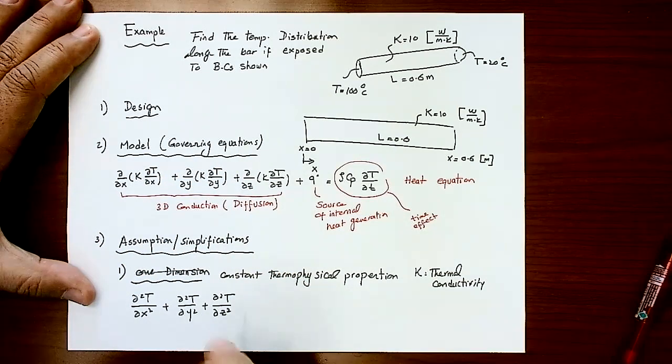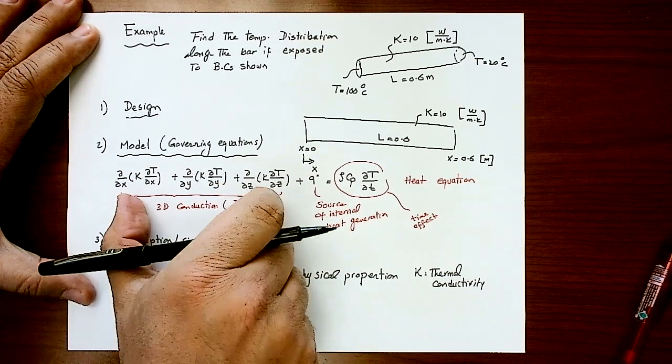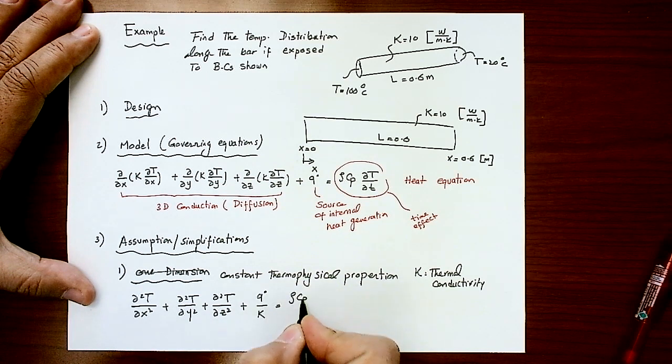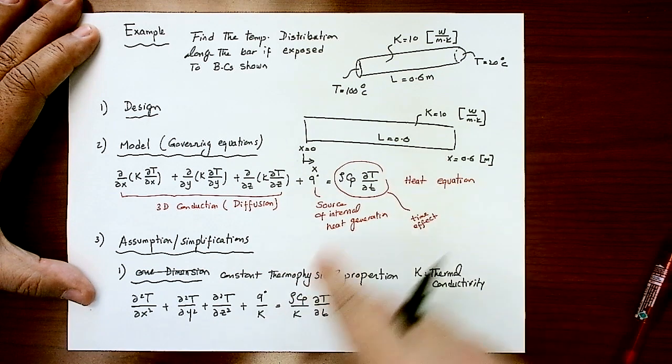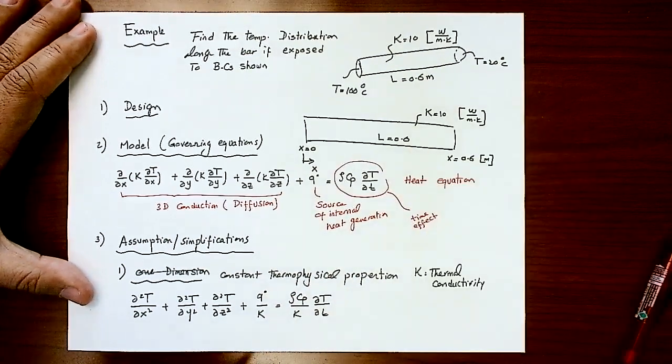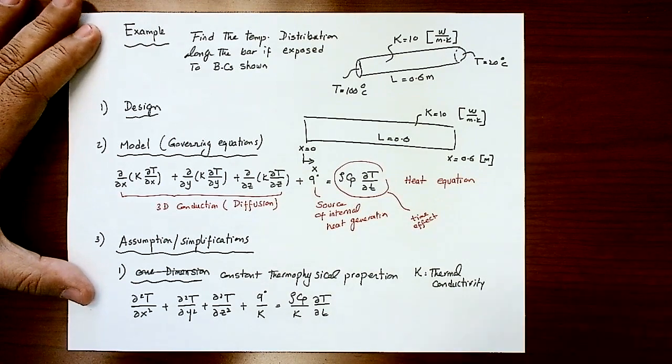And I should have K as a common factor between the 3 terms here. I will divide all these equation sides over K. I will end up having Q dot over K equal rho Cp divided by K partial T by partial time. Rho is the density of that bar, Cp is the specific heat of that bar, and K the thermal conductivity of that bar. If you do that, you end up having this equation.